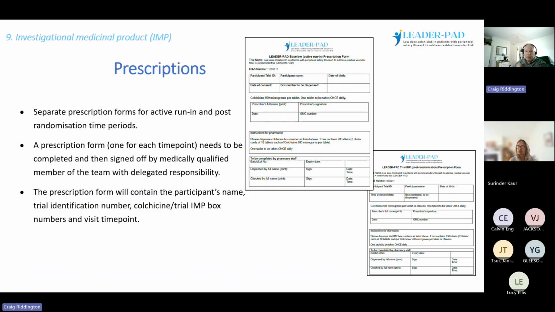Okay, so there are separate prescription forms for the active run-in and post-randomization time periods. A prescription form, one for each time point, needs to be completed and signed off by a medically qualified member of the team with delegated responsibility. The prescription form will contain the participant's name, trial identification number, consent date, trial IMP box numbers, and a visit time point.